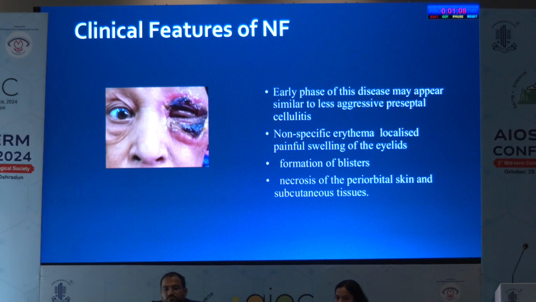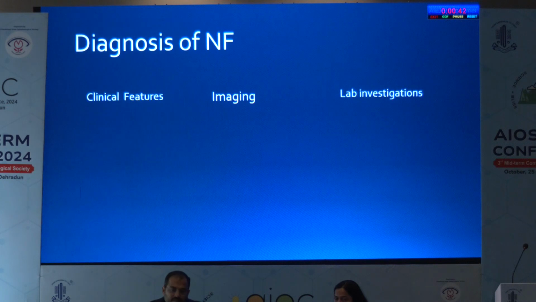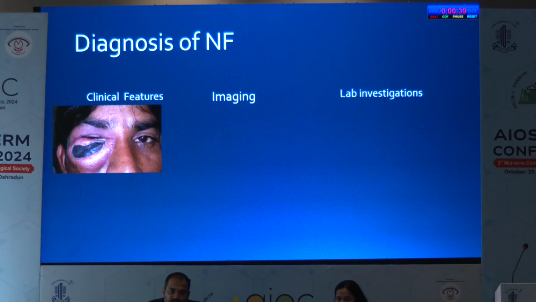The clinical features of NF one should know, because the clinical feature is the main diagnostic factor. There is erythema, and once the necrosis develops, it becomes easier to diagnose. Sometimes in the initial phase, you can get blisters over the erythematous area. There is pallor, and the pain is actually more than the signs. The pain is exorbitant. So diagnosis of NF depends, as I told, on the clinical features.